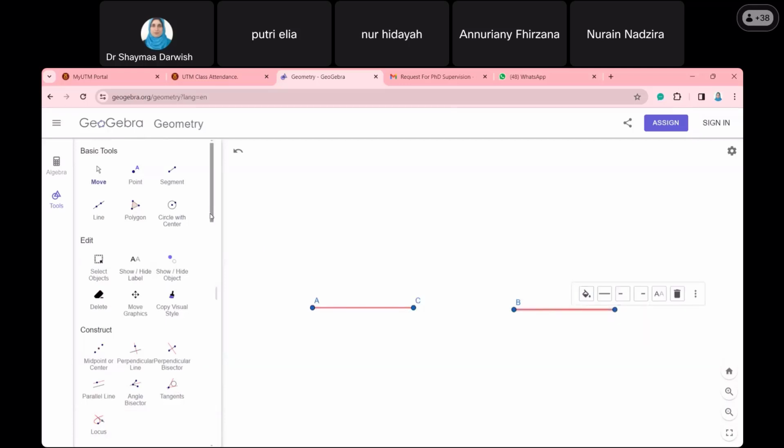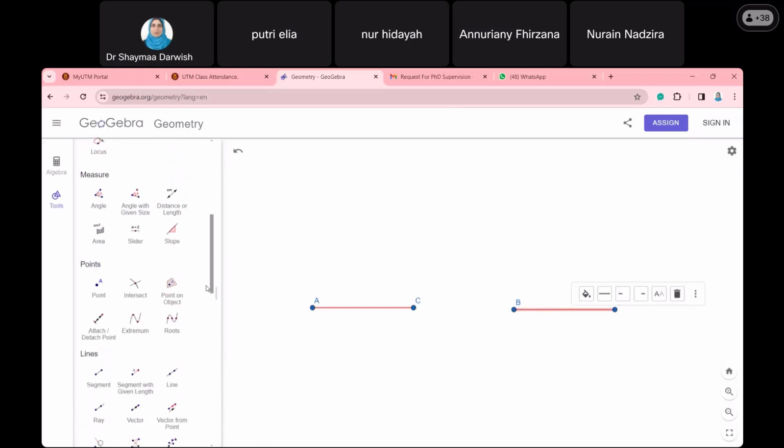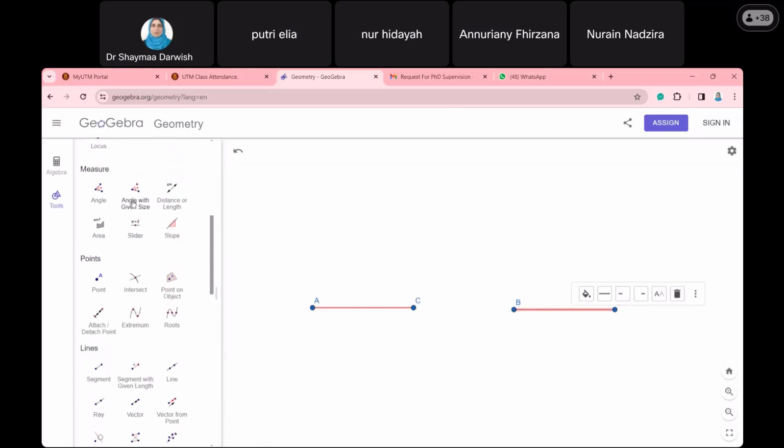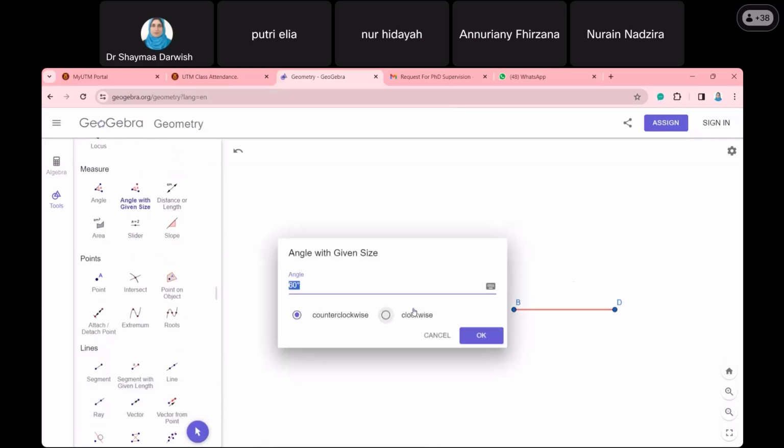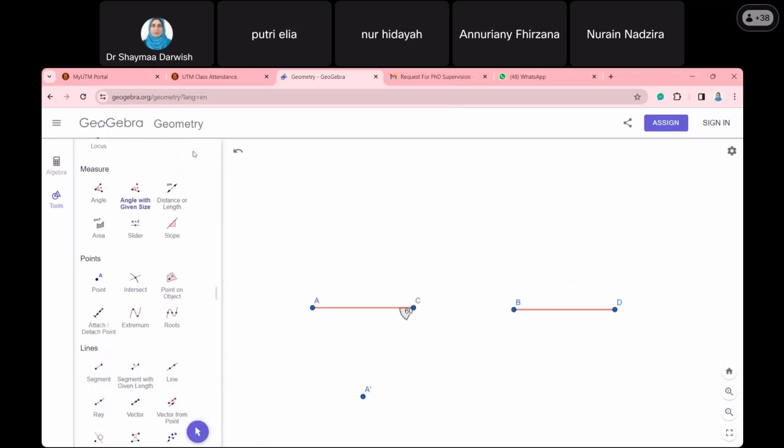Now I will draw the same triangle, the same angle. I will draw the same angle, for example, 60 degrees.